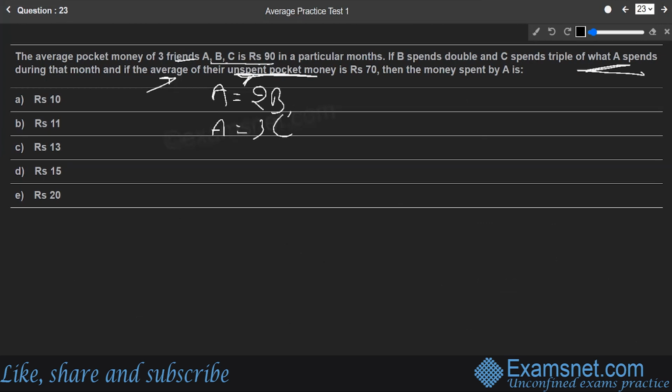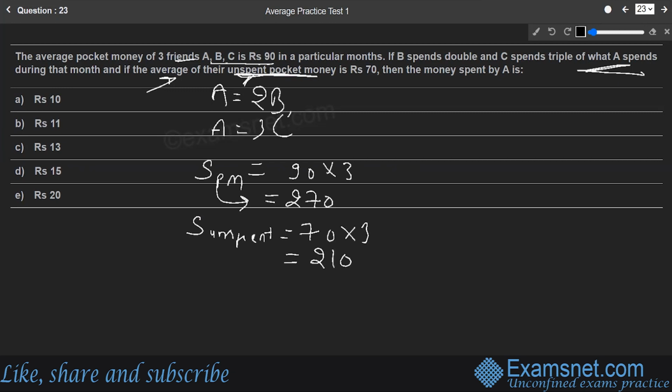So let's first of all find out the total pocket money. The sum of the pocket money that they receive is the average of the 3 friends' pocket money, 90, multiplied by how many friends there are, 3. So the total pocket money they receive is rupees 270. Now, how much did they spend? He has said the average of their unspent pocket money, so let us find out the sum of the unspent pocket money. That can be calculated by using the average. The average is 70, and there are 3 friends. So the unspent money is 210.